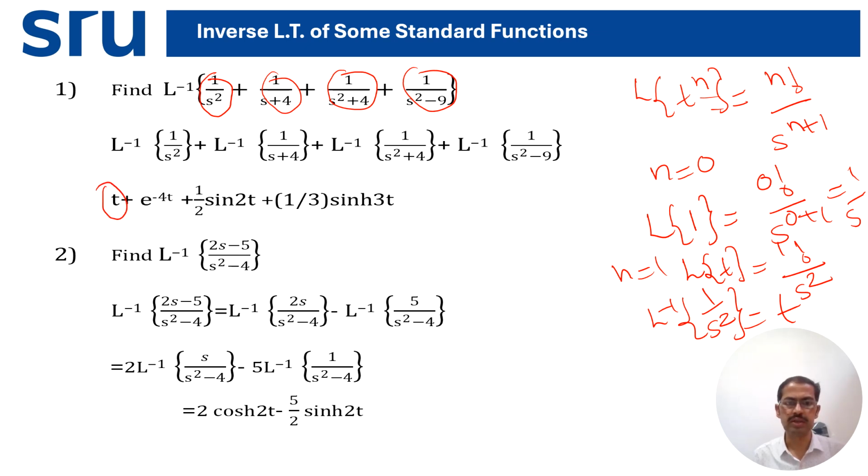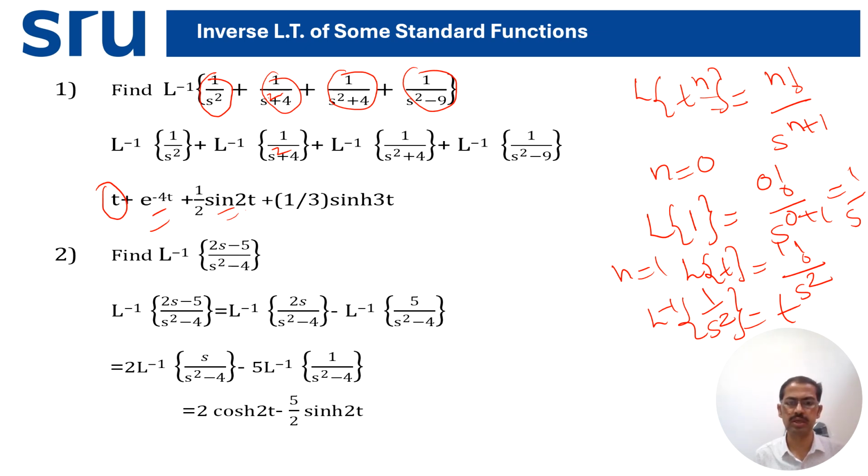Now the inverse Laplace transform of 1 by s square plus 4, or 1 by s square plus 2 square. This is a print mistake: it is s square plus 2 square. So it is 1 by 2 into sine 2t. Similarly, the inverse Laplace transform of 1 by s square plus 2 square is equal to 1 by 2 sine 2t.